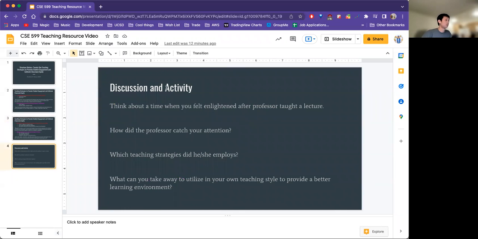So in conclusion, you can think about a time when you felt enlightened after a professor taught a lecture or a subject. How did the professor catch your attention? And which teaching strategies that I went over did he or she employ? And lastly, what can you take away to utilize the teaching strategies in your own teaching style to provide a better learning environment? This is my presentation.